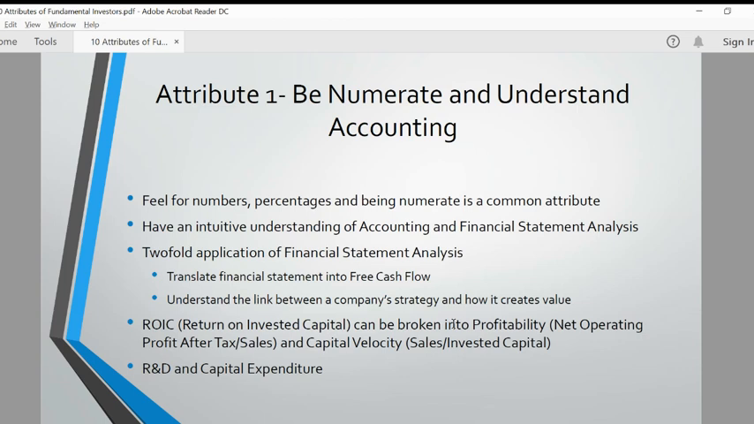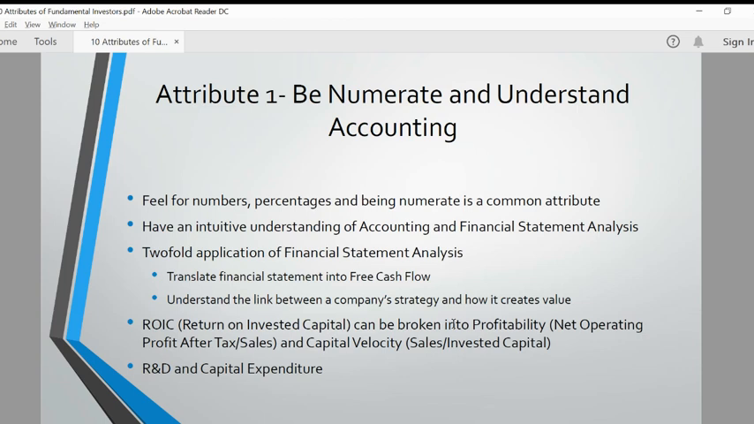There are twofold applications of financial statement analysis. One is the translation of financial statements into free cash flows, and the second is to understand the link between a company's strategy and how it creates value. So the ROIC calculation has been elaborated a bit in the paper. The return on invested capital can be broken into two chunks. One is the profitability chunk, which is the net operating profit after tax divided by sales, and the second chunk is the capital velocity, sales divided by invested capital.